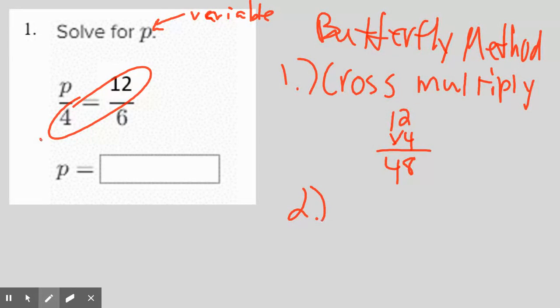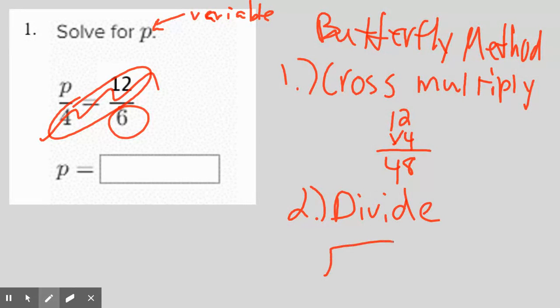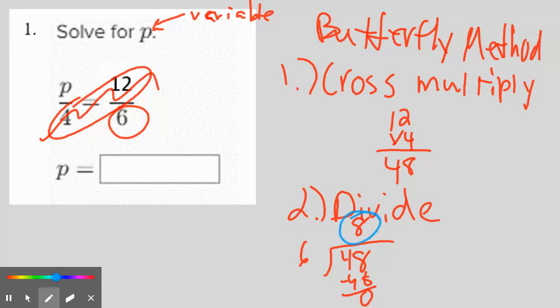Now, once I multiply those two numbers, I'm done. I don't need them anymore. What I do need is this leftover 6. So the last thing I'm going to do is I'm going to divide. And I'm going to put underneath my division sign the number 48. So whatever you get from multiplying, that's what you put underneath the division sign. And whatever is left over in the diagonal, so in this case a 6, is what goes on the outside. Now I can divide. I know that 6 goes into 48 8 times. And I get 8. Whatever is on top is going to be your answer. So we would say in this situation that P equals 8.